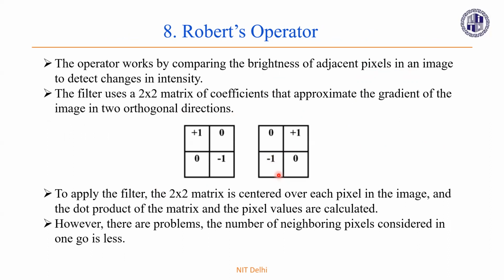There are various problems with this Roberts operator, such as the number of neighboring pixels considered in one go is very less, and calculating a 2 cross 2 matrix is very tough. Hence, we have stopped using the Roberts operator in image classification or in computer vision.